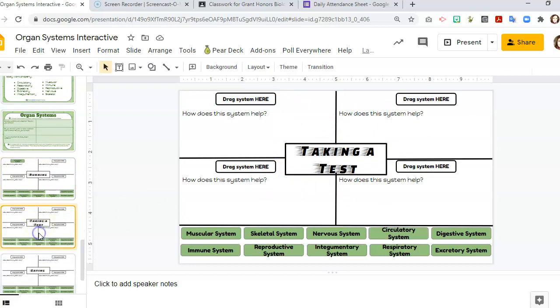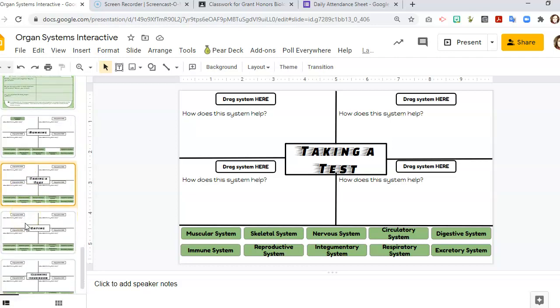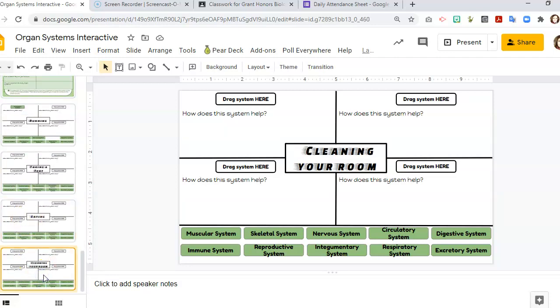Same thing here for taking a test. If you are working on this, you are using probably your brain. So what organ system is your brain? You're also probably using your hands to move these objects around. So hands would be a part of 2 systems, right? So probably skeletal and muscle. And then the last one, I'm going to let you think on your own there. Then you guys are going to do this for eating, and the last one, cleaning your room.